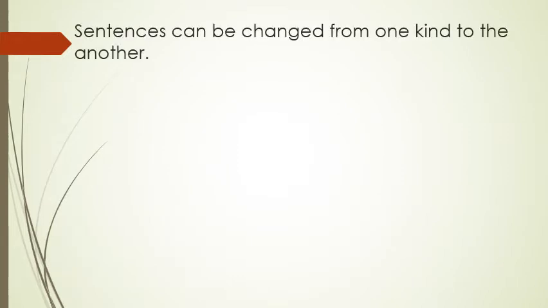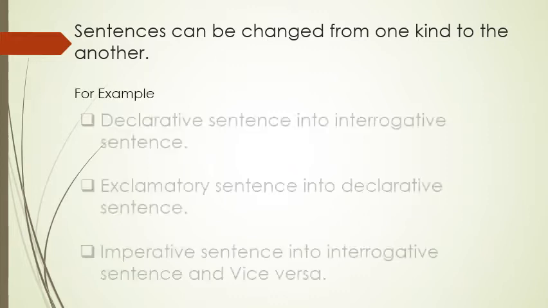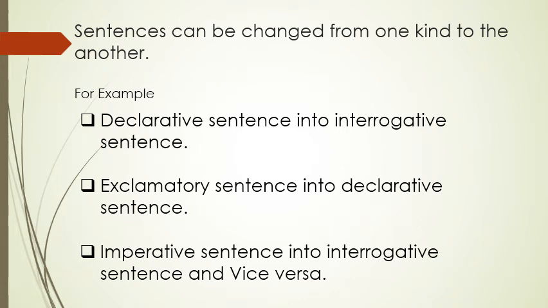Then, at the end, we have also discussed how the sentences can be changed from one kind to another. For example, how a declarative sentence changes into an interrogative sentence, how an exclamatory sentence changes into a declarative sentence, and how an imperative sentence changes into an interrogative sentence, and vice versa.